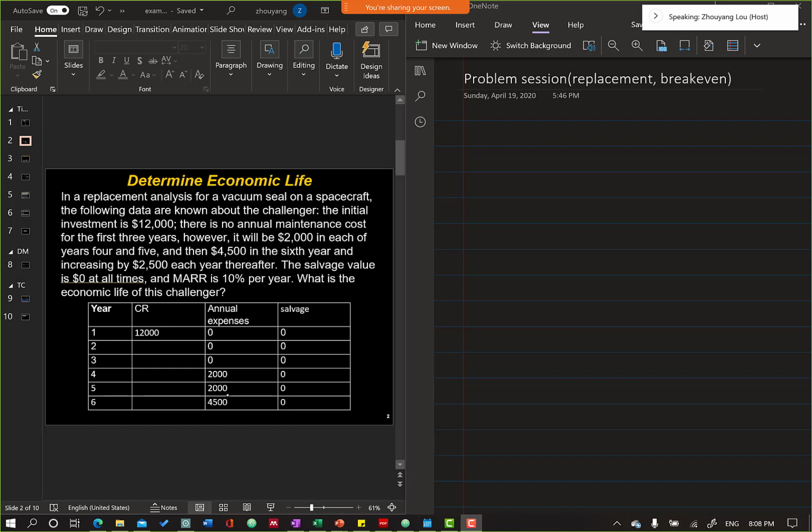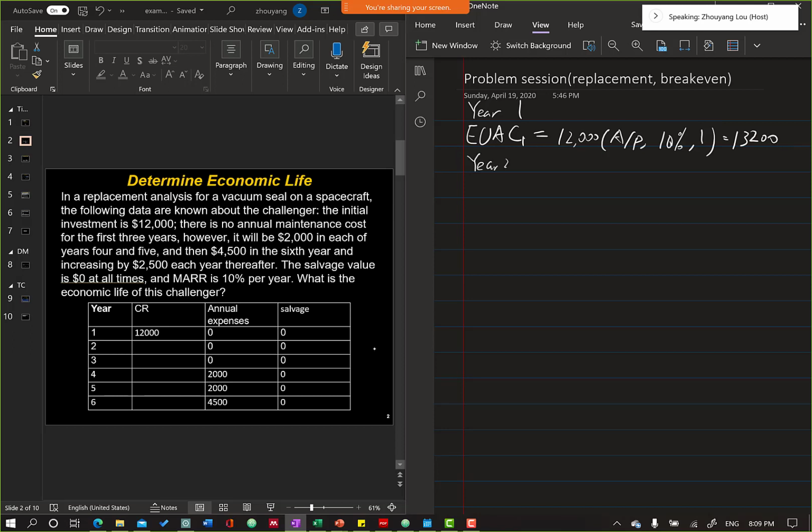For this problem, it will be very straightforward. We're just calculating the UAC, or the annual worth. We do that year by year, and first look at year 1. The UAC for year 1 would just be, since we only have the capital recovery, 12,000 transferred to the annual worth, so A given P, at 10% and one year. So this will be 13,200.